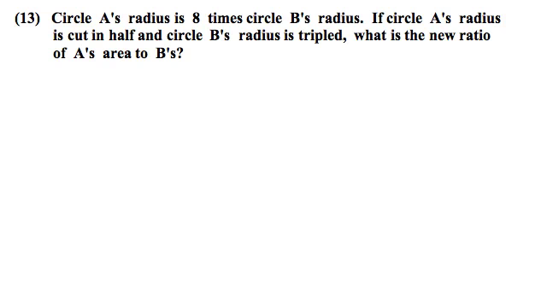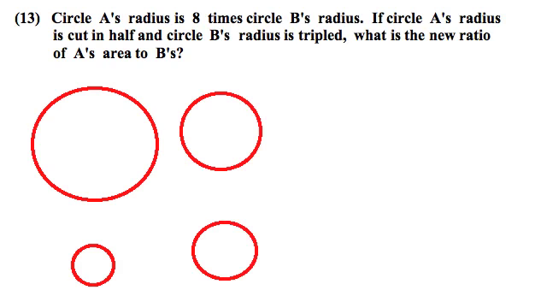Next question. If you want to try this on your own before looking at the solution, you can pause the screen now. Circle A's radius is 8 times circle B's radius. If circle A's radius is cut in half and circle B's radius is tripled, what is the new ratio of A's area to B's? So again, a grid-in question with no answer choices, but since it's talking about a ratio, i.e. relative amounts, you can work with specific numbers.